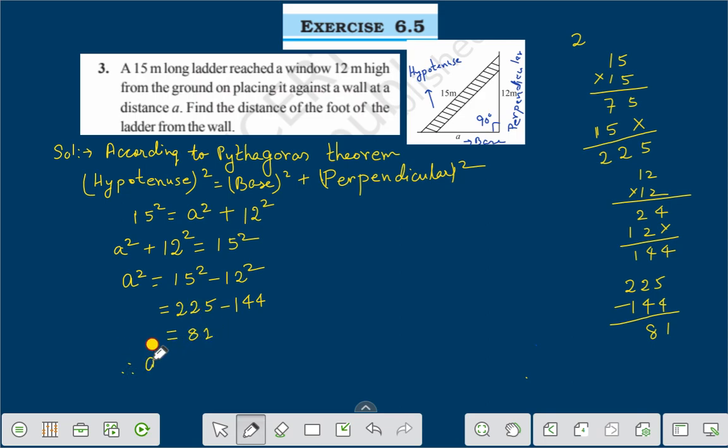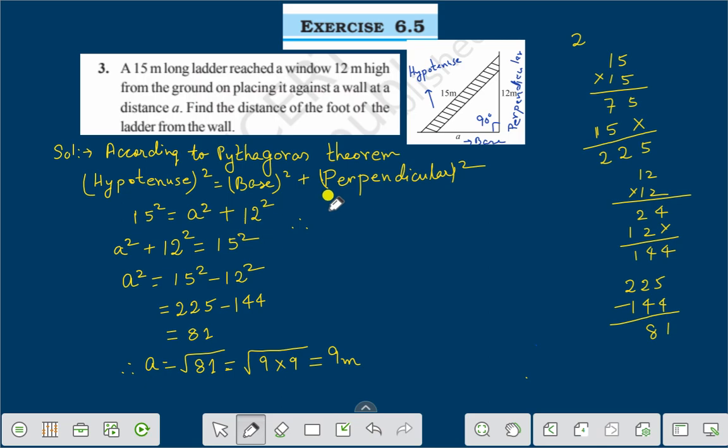Therefore, the value of A is equal to root over 81. Or you can write it here as square root of 9 into 9. That comes to 9. And the unit is 9 meter. Right, then what is the value? Therefore, the distance of the foot of the ladder from the wall is 9 meter.